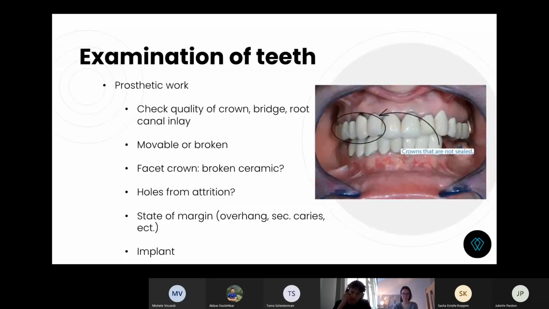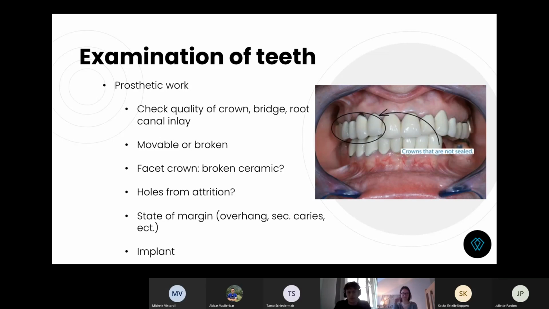Okay, so now some general things to find on a tooth, if you have one to examine. Of course, there are many, many things to find, but I'm just going to go over the most common things that you'll probably see each week when you have a patient. First is prosthetic work. You can see crowns, bridges, pontics, implants, root canal inlays, all kinds of things. You all learned it in the prosthetics course.